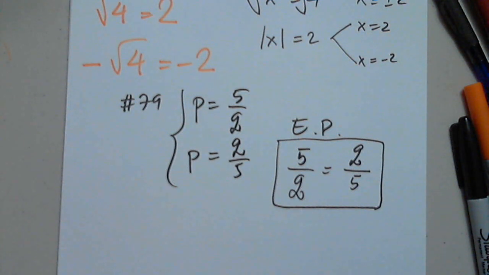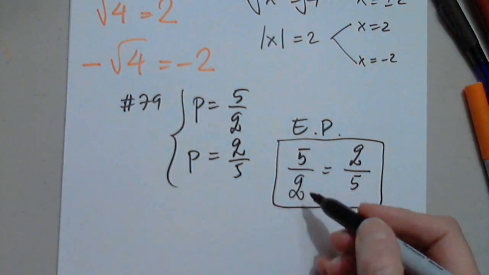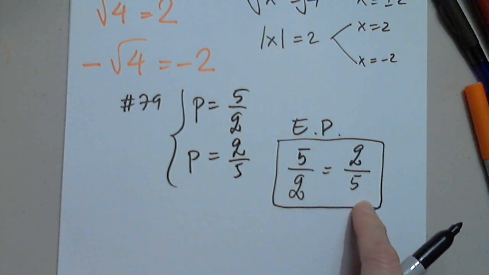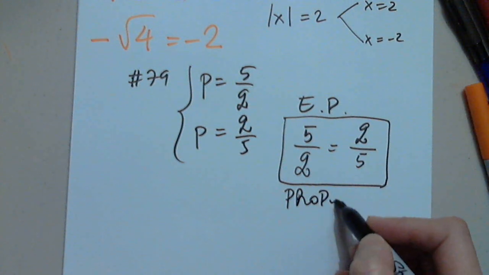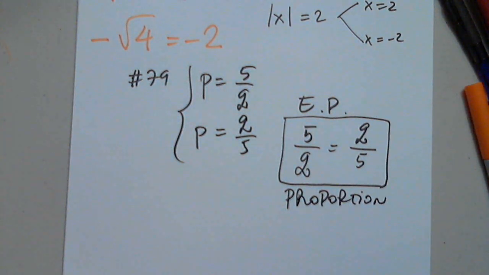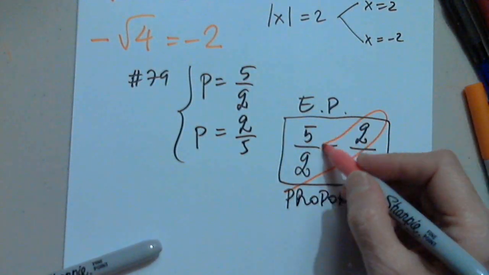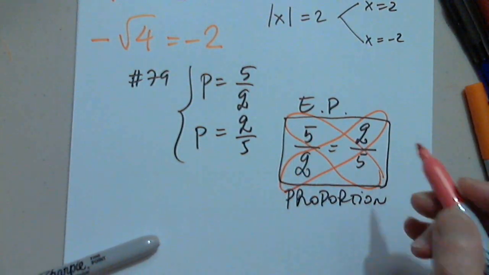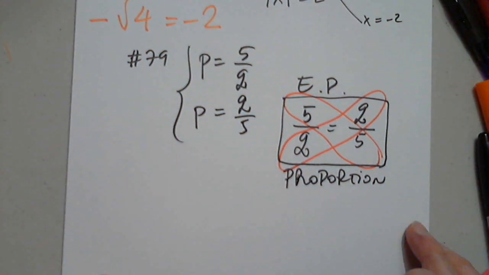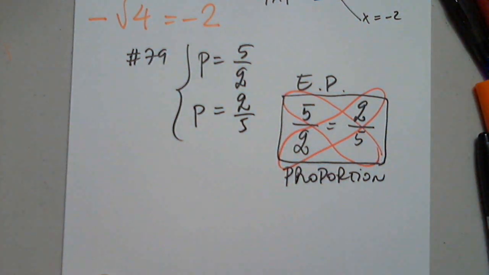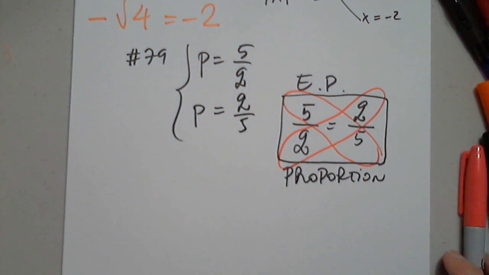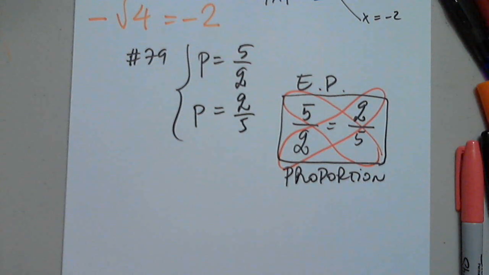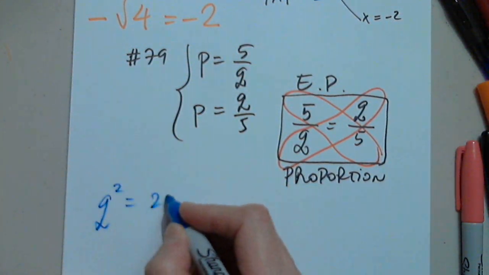So now I think I can recycle that. Yes, because it has the variable in the denominator. Not this one, but this one. It happens that this is a proportion. In a proportion and only in a proportion, I'm allowed to cross multiply. So 5 times 5 must equal Q times Q. How much is Q times Q? Q squared. Yes. So Q squared equals 25.